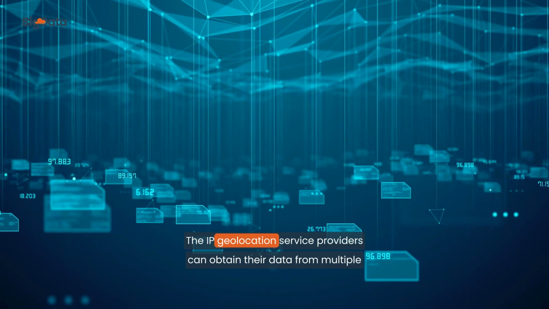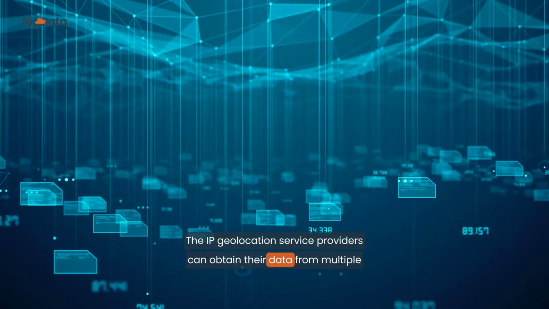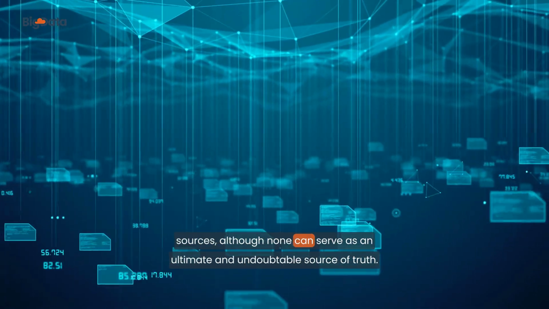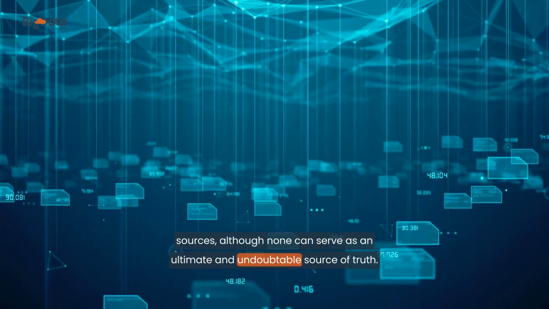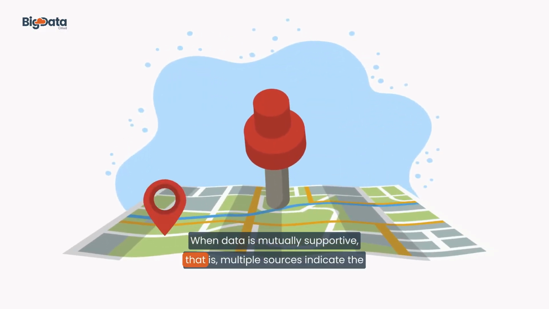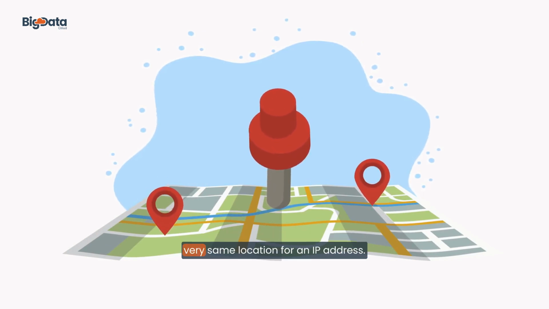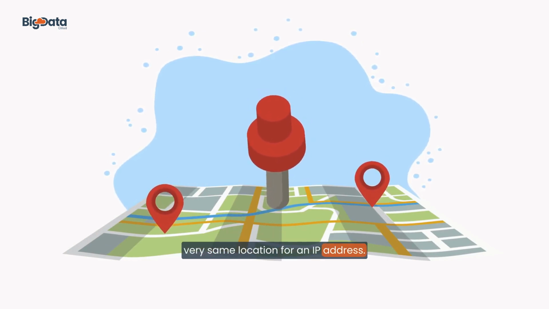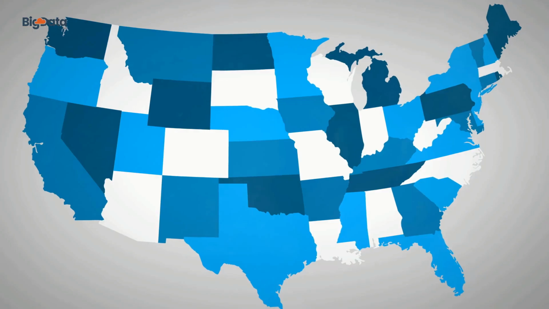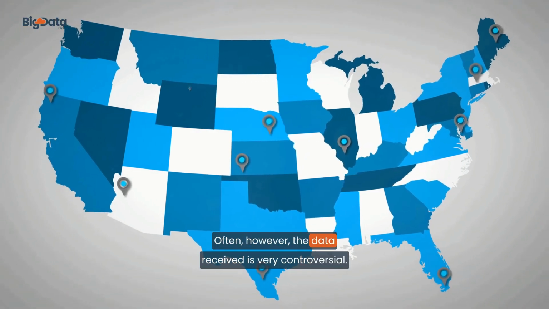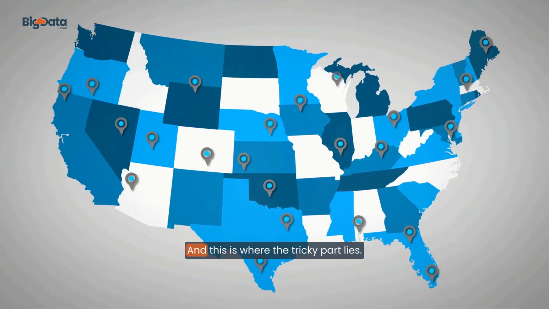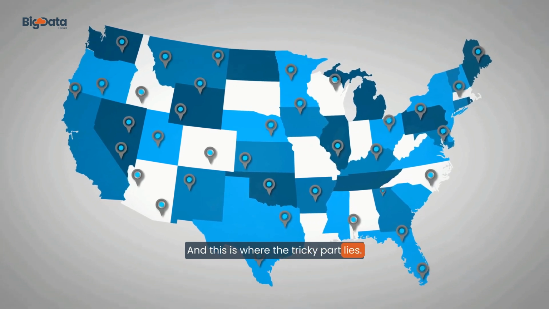The art of guessing. The IP geolocation service providers can obtain their data from multiple sources, although none can serve as an ultimate and undoubtable source of truth. When data is mutually supportive, that is, multiple sources indicate the very same location for an IP address, it is a no-brainer. Often, however, the data received is very controversial, and this is where the tricky part lies.